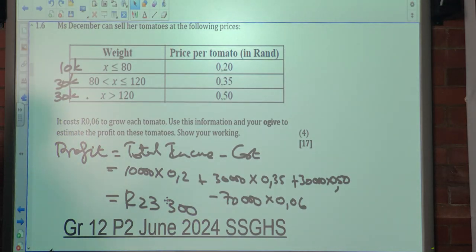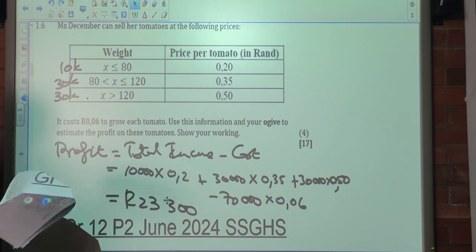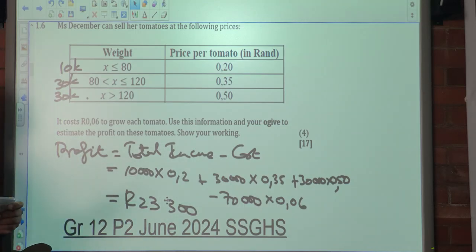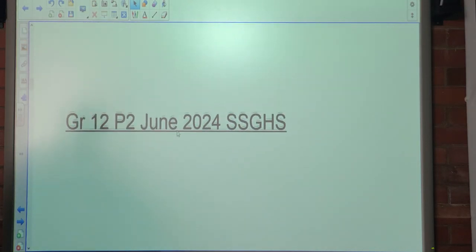In the memo, you'll see I got the answer 21,500. But then again, people, it is dependent on how your graph looks. Okay. Let's go to the next question.